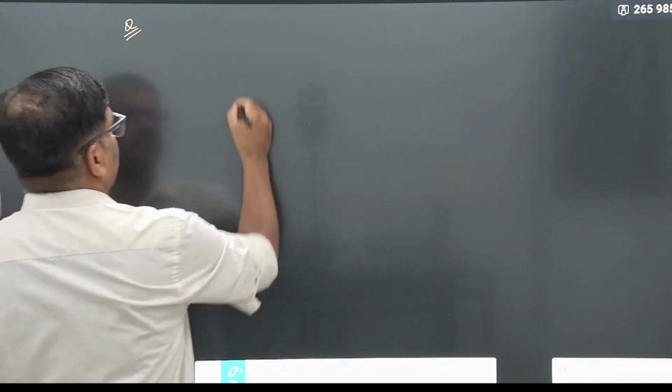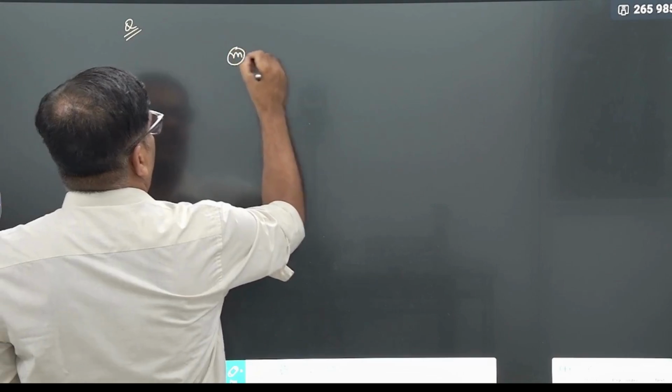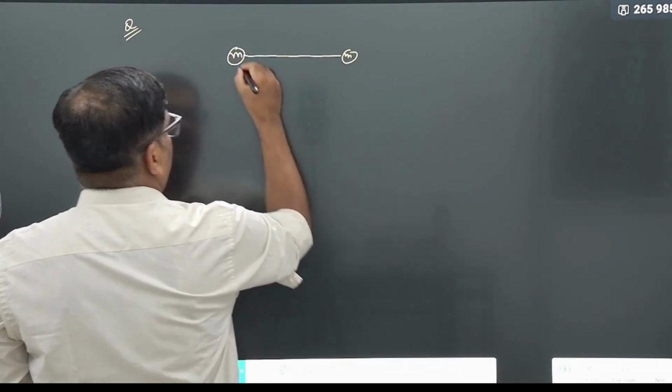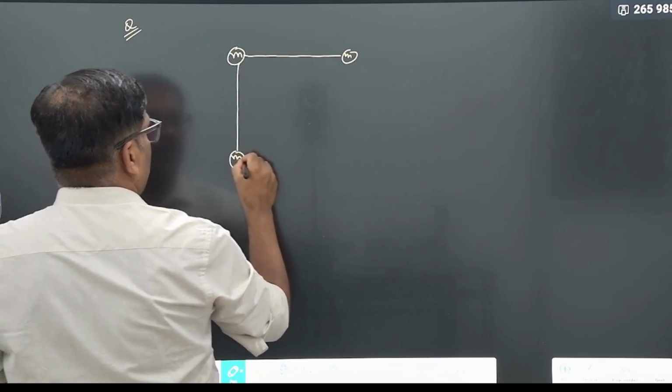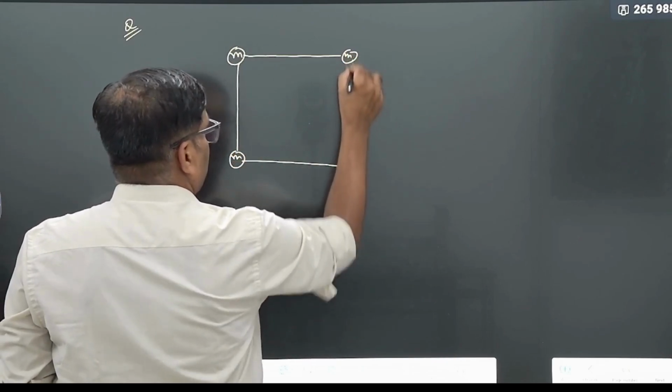Suppose let us take these masses, each of mass m. Another one more mass is m, here also it is m, and here also it is m, right?